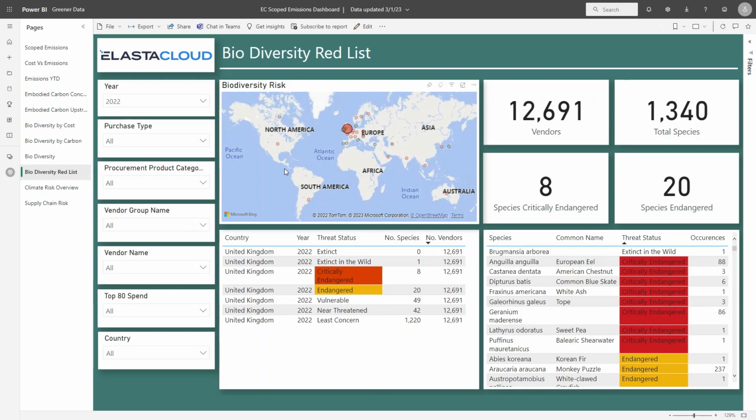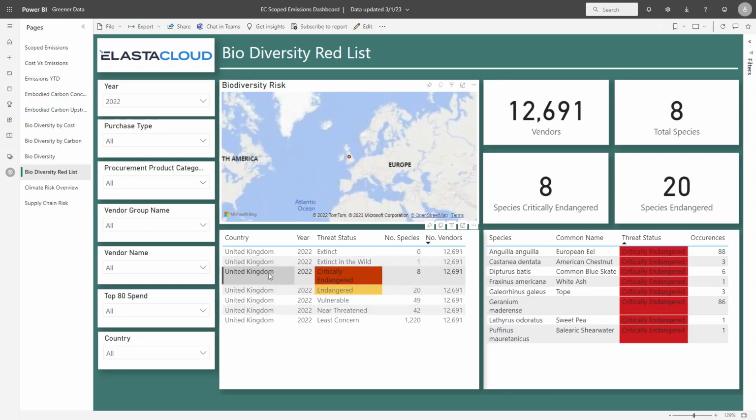Selecting the United Kingdom, for example, we are able to see the total number of endangered and critically endangered species being highlighted. And if we select those which are critically endangered, we can see the species and common names for those at risk, along with the total number of times they have been spotted in the occurrences.